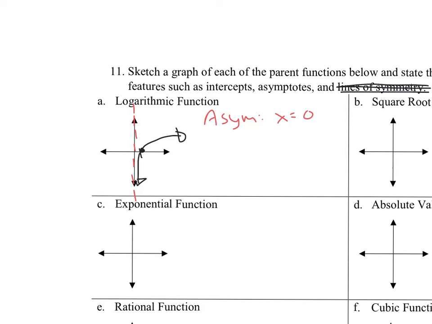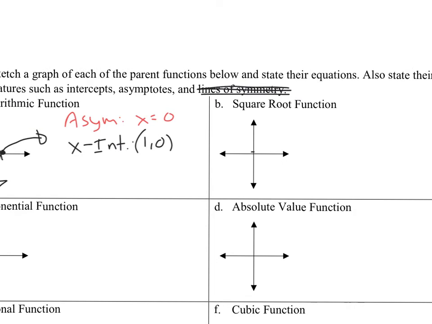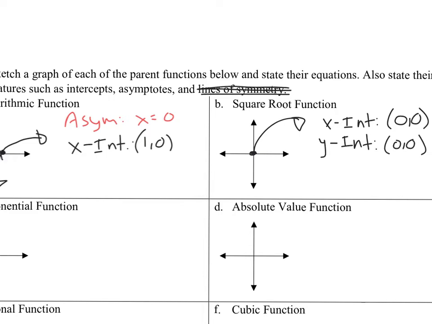Now, what is the x-intercept? Good. It's going to be 1, 0. And so that's going to be the x-intercept, okay? And that's essentially it. As long as you know those things, you're doing just fine. All right, square root. That looks like this. Starts at the origin and jets off to the right. Now, looking at this right here, it doesn't have an asymptote, but it does have an x and a y-intercept. What's the x-intercept? 0, 0. What's the y-intercept? Very good. Okay.